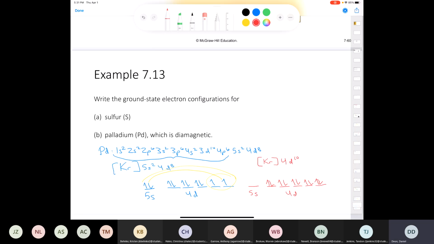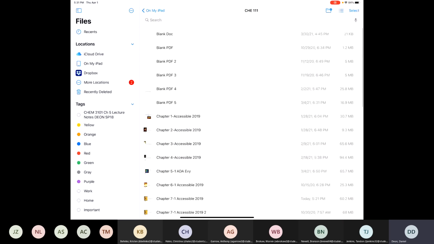There are other exceptions in the periodic table. Okay, there are other electron configuration exceptions, and I want to take a look at some of those with you this evening. But before we do that, I wanted to spend some time looking at some practice problems with you. Who's up for some practice problems? Anybody?